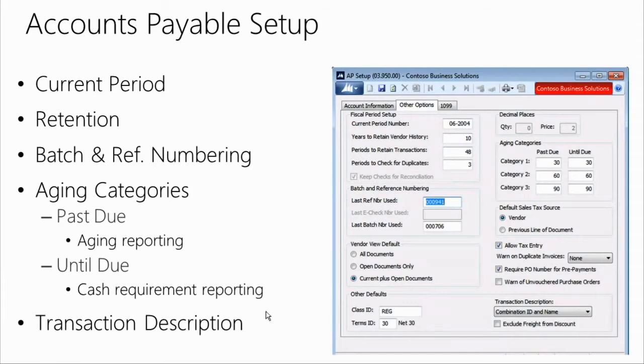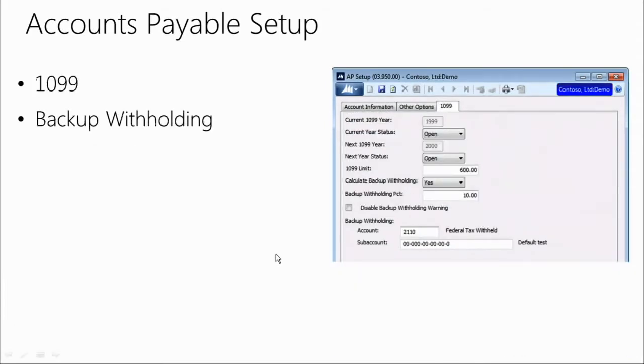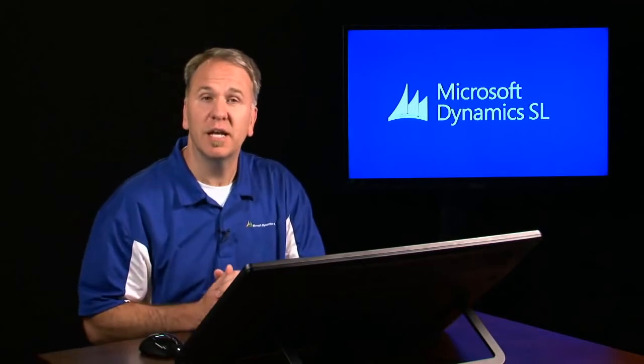So with that, let's go on to our next tab, which is our 1099 tab. Now the idea of a 1099 tab is that we would have inside of the information for a vendor whether they're a 1099 vendor or not. Now some are and some aren't.